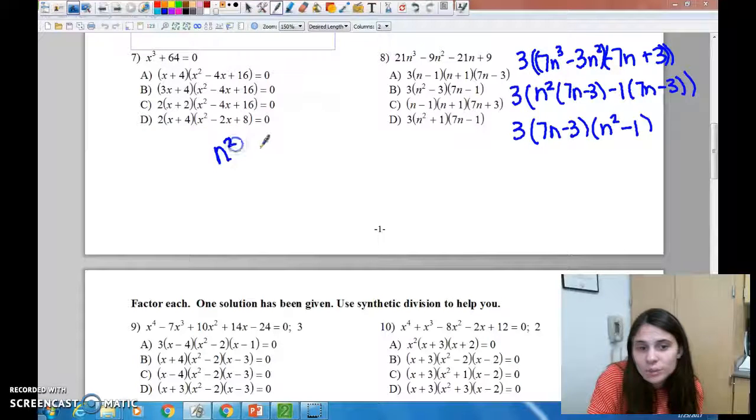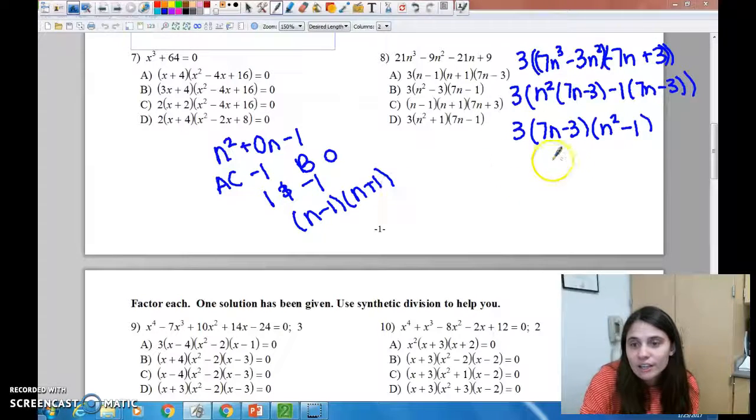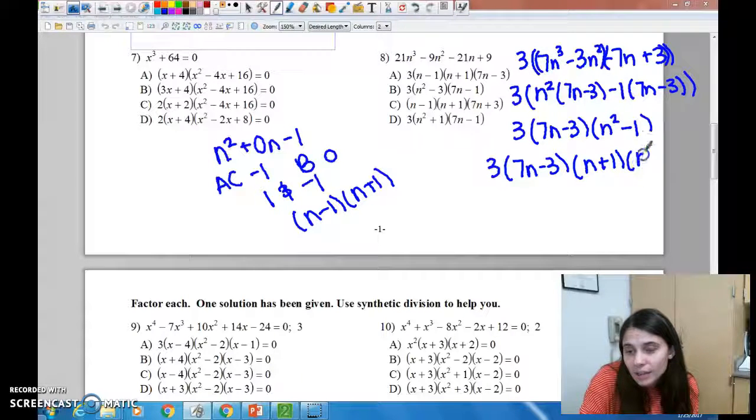So n squared minus 1, I don't have a b, so my b is 0. So then I have a times c is a negative 1, and b is 0. So two numbers that multiply to negative 1 and add to 0 are 1 and negative 1. So this factors to n minus 1 times n plus 1. So if I come back here, I should have 3 and a 7n minus 3, and then an n plus 1 and an n minus 1.